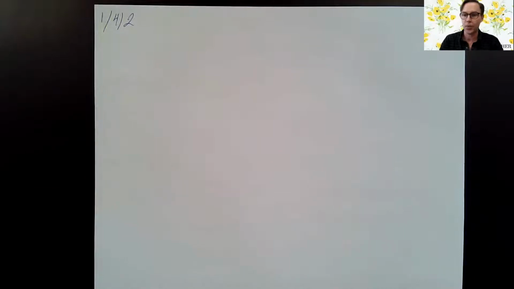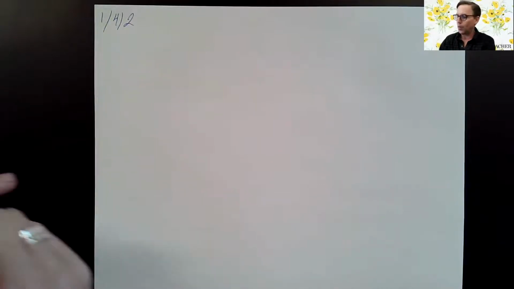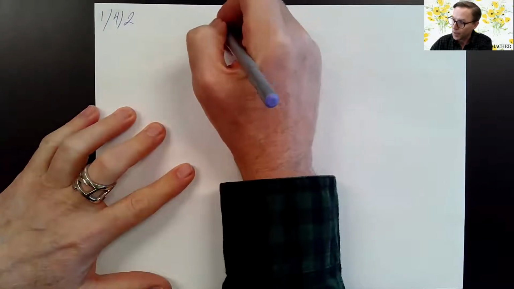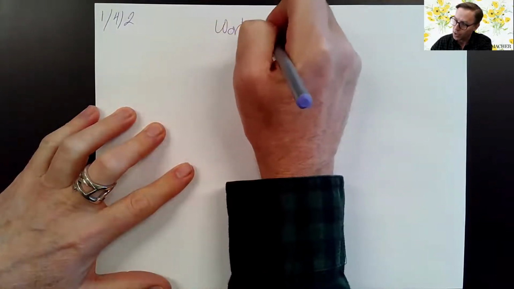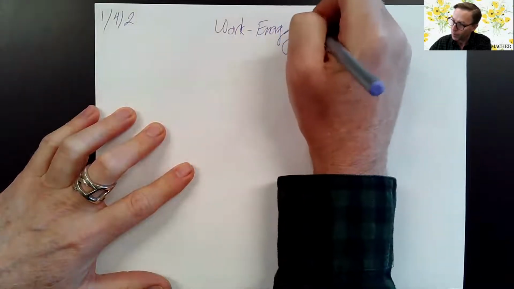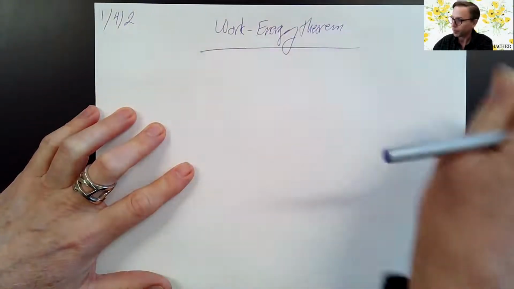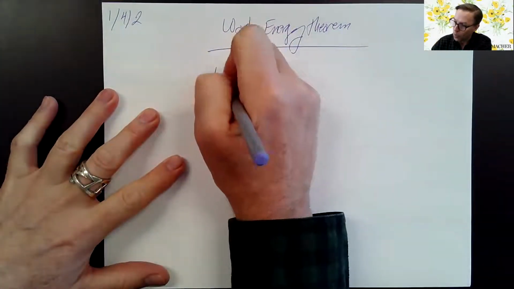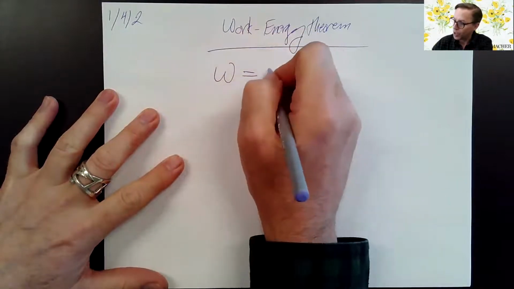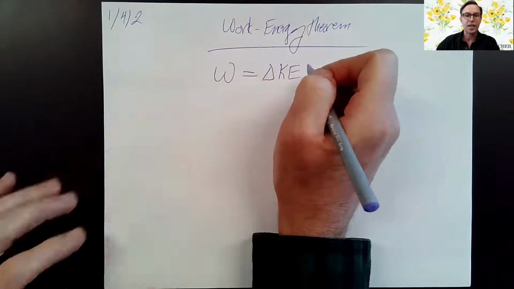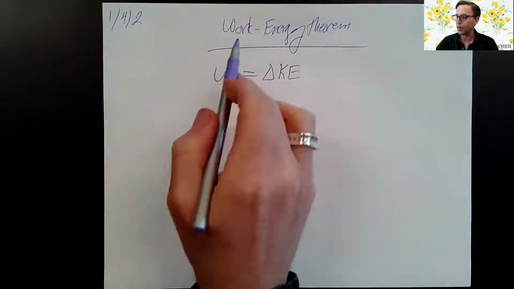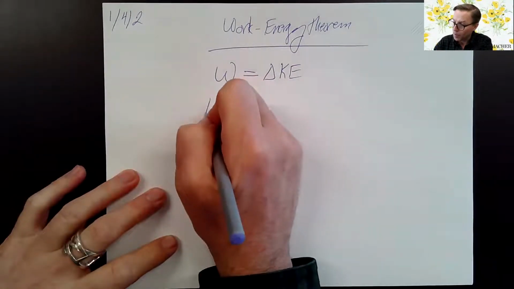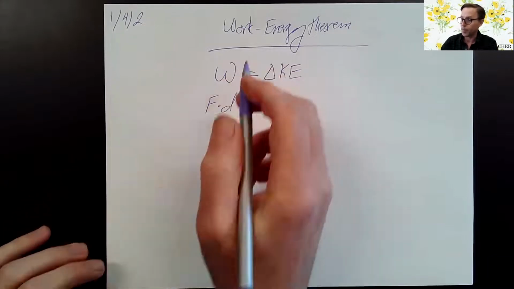This is Lesson 2. So you remember that in Lesson 1, we learned the work energy theorem. So please allow me to review that because it's very important. The work energy theorem says, briefly, the work done is equal to the change in kinetic energy. Hence, work energy theorem. Now, work is just the word we use to describe force times distance.